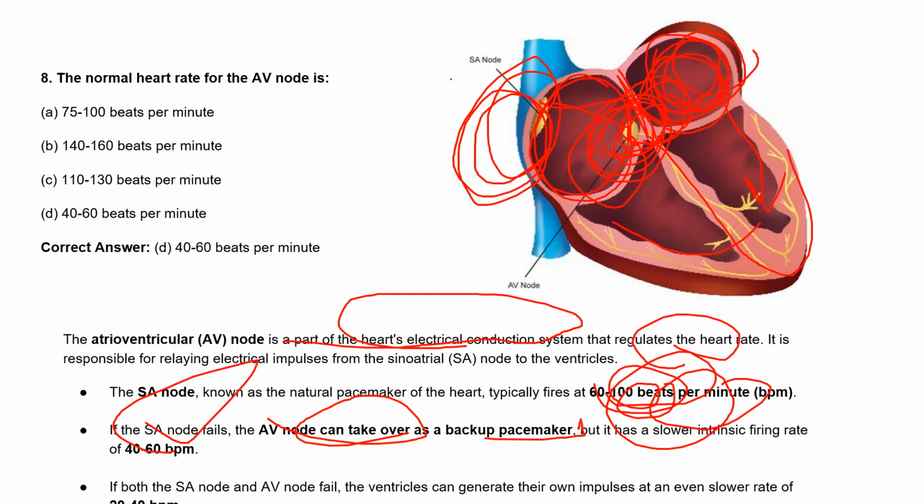And the third is that it is a backup for the SA node. We know the SA node is the natural pacemaker of the heart. If it fails, the AV node acts as a backup pacemaker. Although it has a very slow rate, 40 to 60 beats per minute, still when the SA node is not working, it will take over the function of the SA node, right?